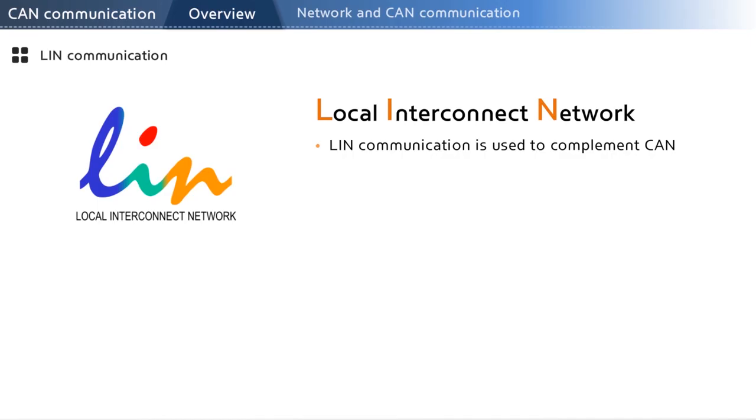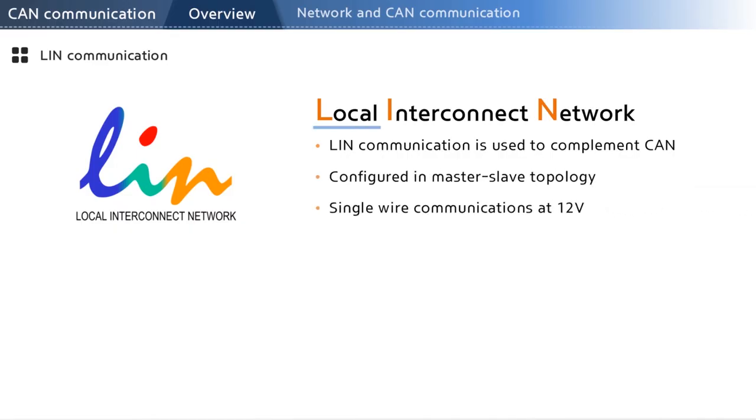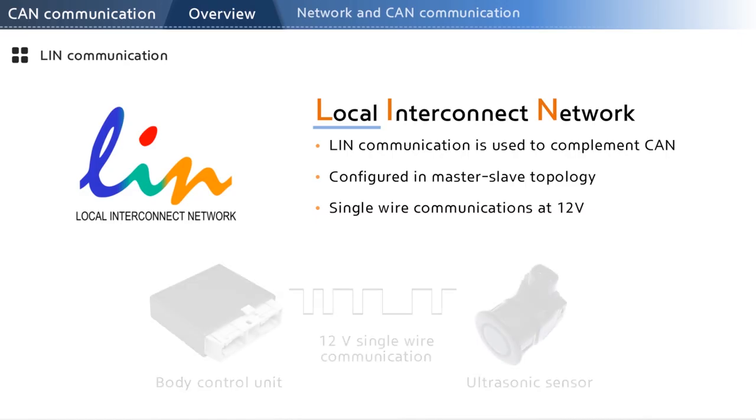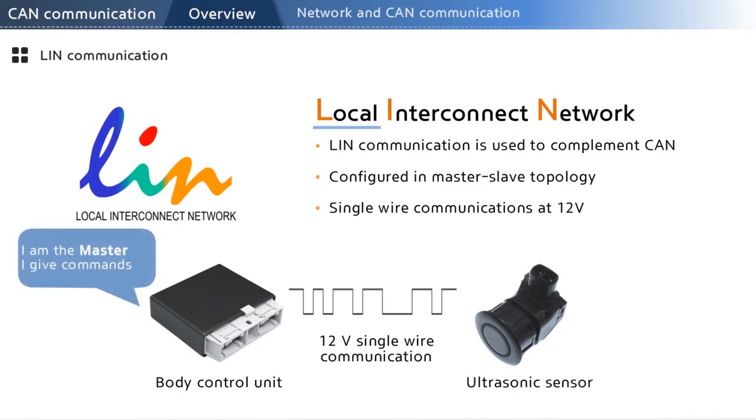LIN communication is mainly used to complement CAN communication. The L stands for local. The most characteristic thing about this network is the configuration of master and slave components. Slave components are actuators and sensors, operating based on the signals from the master.